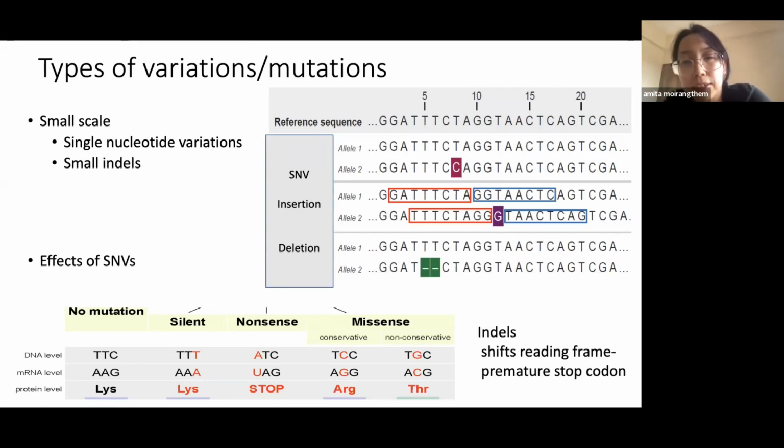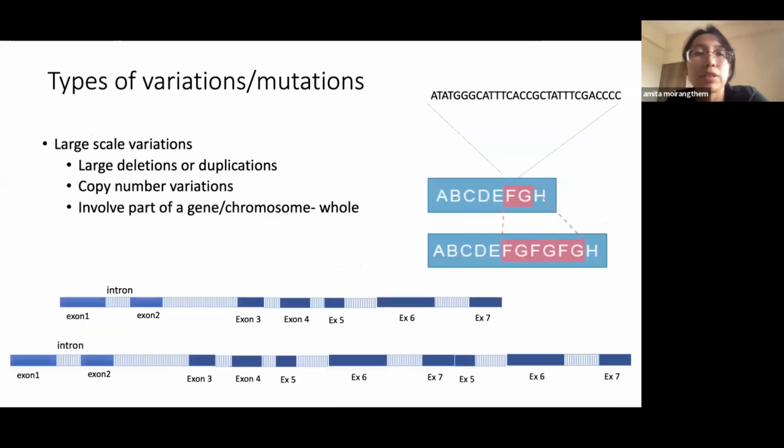Then insertions and deletions, if we look here, will lead to the shifting of the reading frame, and hence they will encounter a stop codon prematurely and truncation of the protein. So these are the usual effects that are observed because of these various mutations.